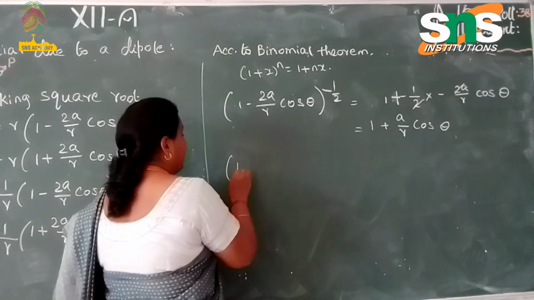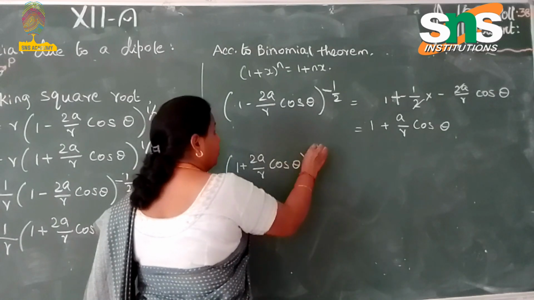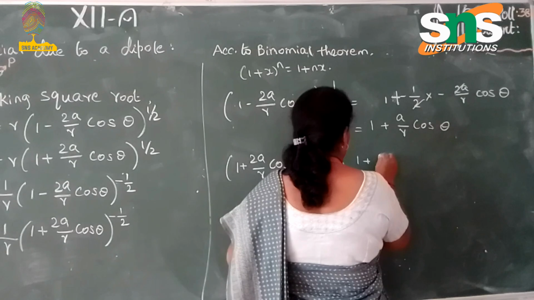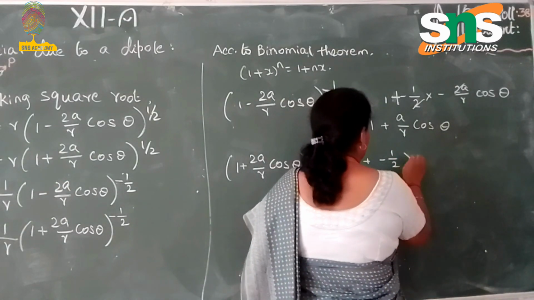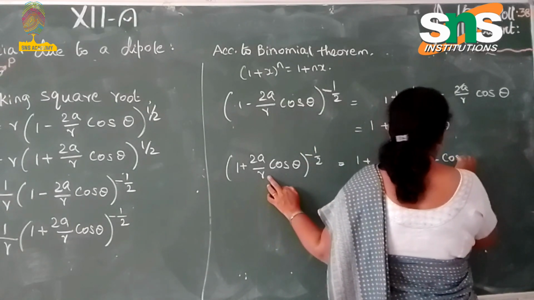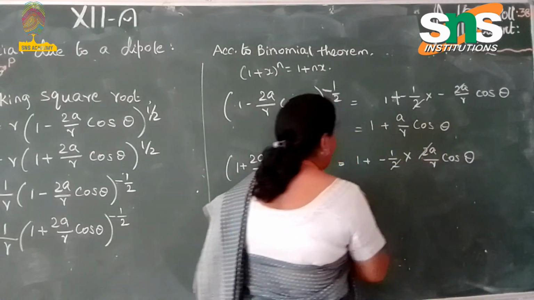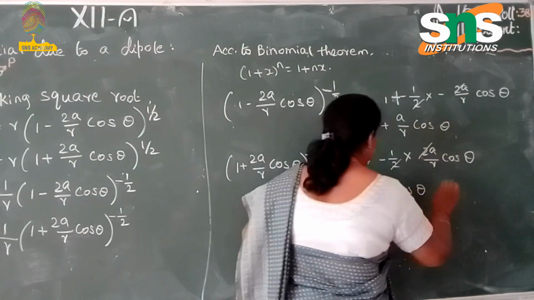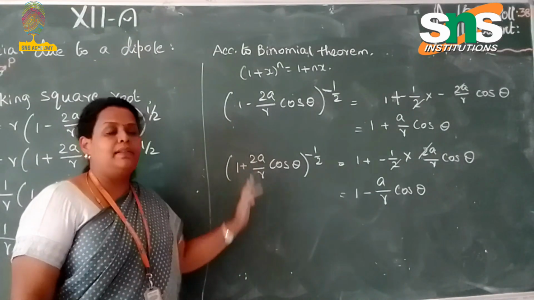Similarly, I am going to write for 1 plus 2a by r cos theta also. Niranjan, can you say the answer? 1 plus a by r cos theta, n is minus 1 by 2 into x is 2a by r cos theta. Minus a by r cos theta. Can I cancel these two? So my answer will be 1 minus a by r cos theta. So we simplified both these terms.